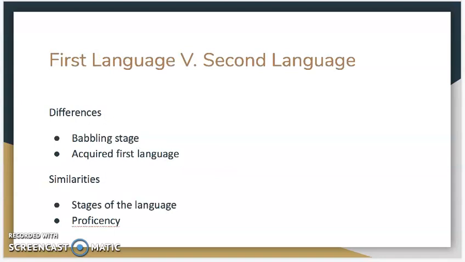A few differences between first and second language are that in first language development, there is a babbling stage. When you first learn a first language, you are a baby. And during this, you physically cannot speak yet, so naturally you learn to babble. When you're learning your second language, you already have the background of word sounds and word meanings and how to form language, so you aren't going to start off at 10 years old making babbling noises because you already have the background.